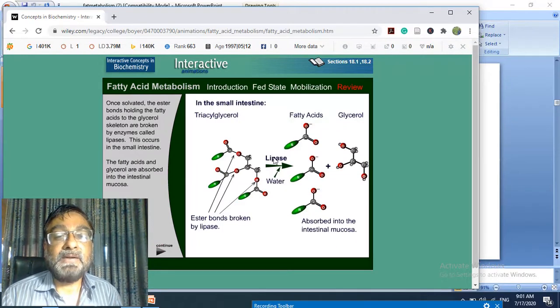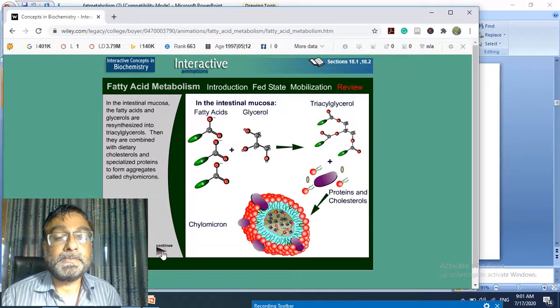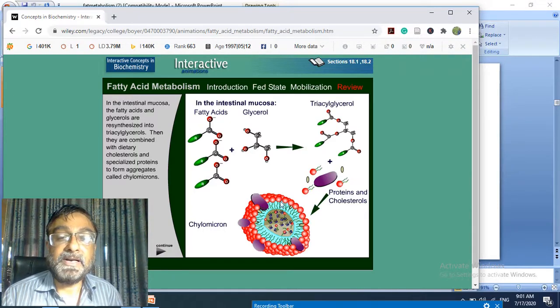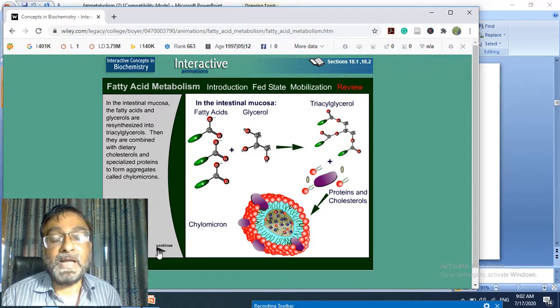So in the small intestine, we have talked about the lipase function, that is breaking the triglyceride into fatty acid and glycerol molecules. And this fatty acid is absorbed into the intestinal mucosa. We have talked about how these substances are separated and make the envelope of the chylomicron. It's a lipoprotein. You can see apoprotein C, you can see triglyceride molecules, you can see fatty acids, right? You can see cholesterol molecules. So the chylomicron helps in transportation.